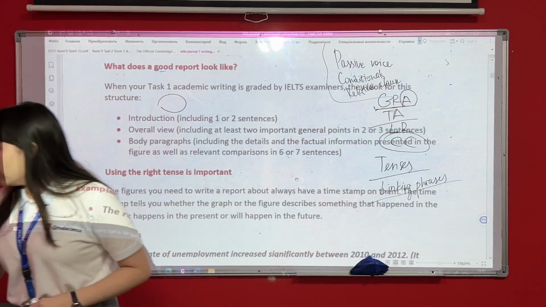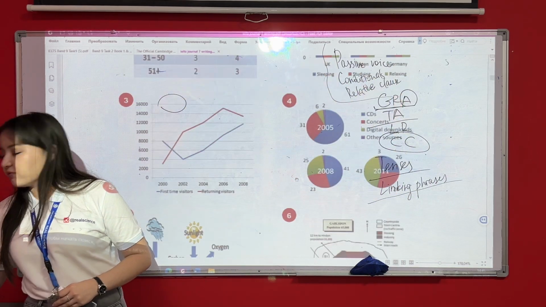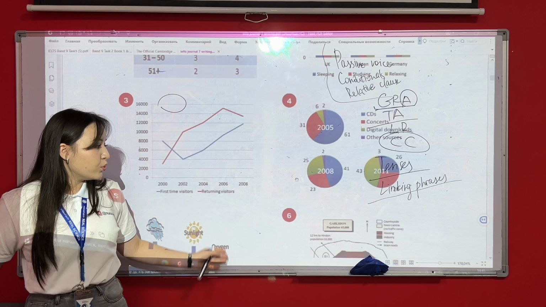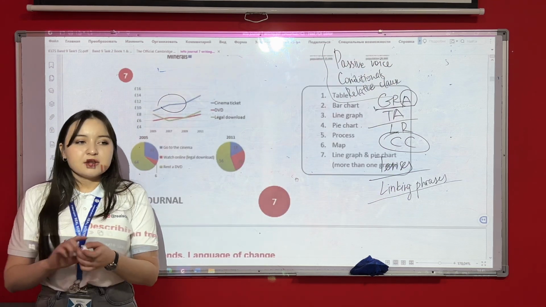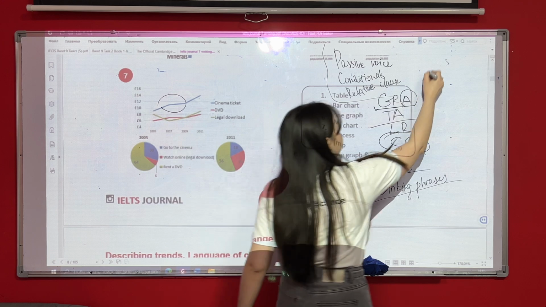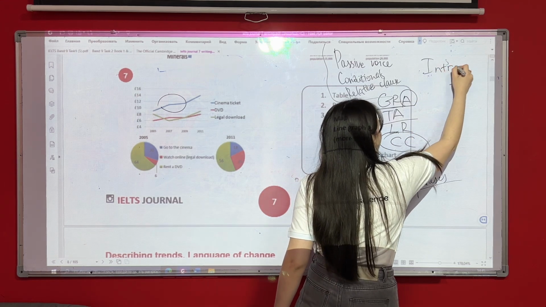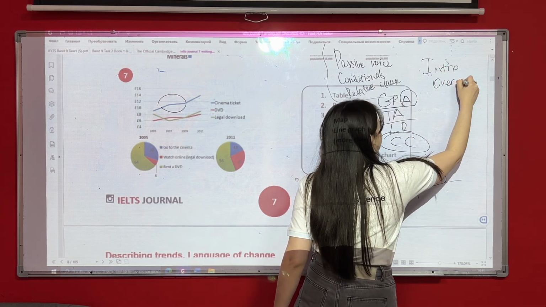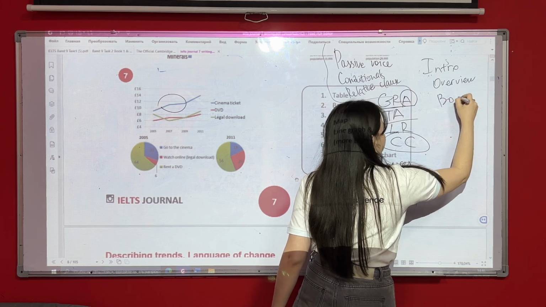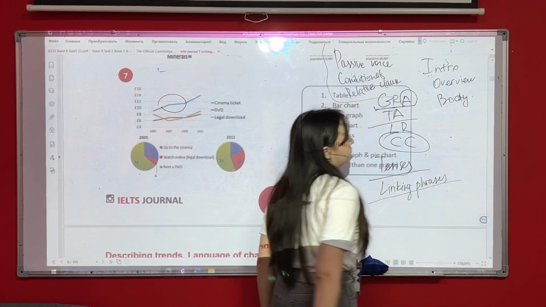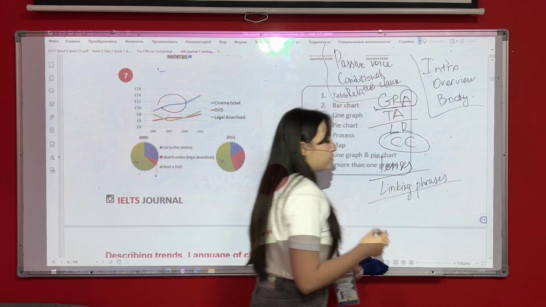Okay, very good. So here, guys, we have different types of visuals, but the structure is the same everywhere. First of all, we're going to have an introduction, and then we're going to have an overview, and then bodies, right? So this is your structure.